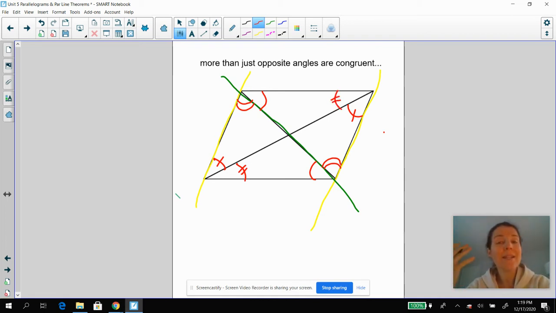That's not technically a property of a parallelogram, but if I was saying that this angle is congruent to this angle, like in a proof or something, I would just say AIP. But it's kind of cool, right? So now instead of just having two pairs of opposite angles being congruent to each other, we have more, which is pretty awesome.